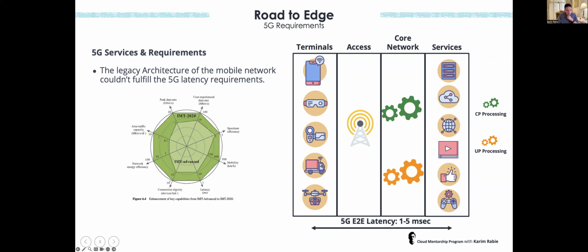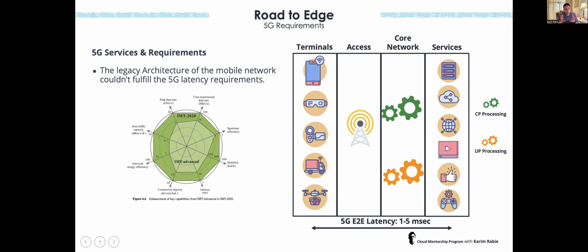So let me choose maybe one of the aspects here to give you the difference. In the IMT Advanced, if you see my cursor here, I'm talking about the latency. So in 4G, it was 10 milliseconds. In 5G, it should be 1 millisecond. And that's the ultra latency thing that you hear about the 5G.